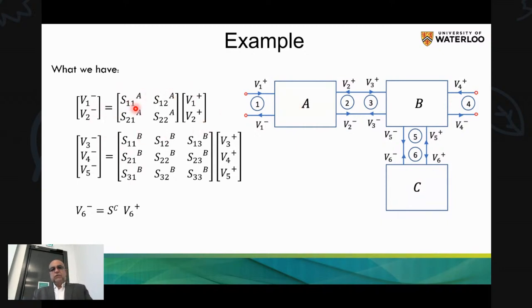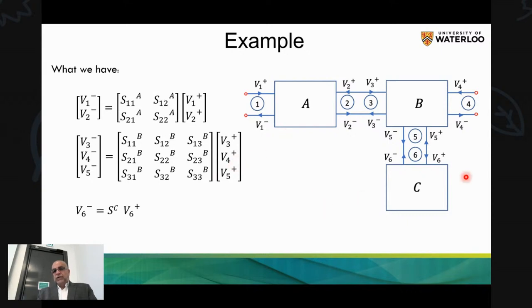I'm going to call it S11A, S12A, and so on. For B, it's a three port network, so I know its S matrix. I'm going to call it S11B, S12B. I use the same one and two, but the ports here are three and four, by the way. But I call it B, S21B, S22B, and so on. But the ports here are related to that.